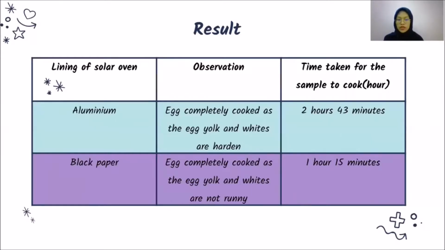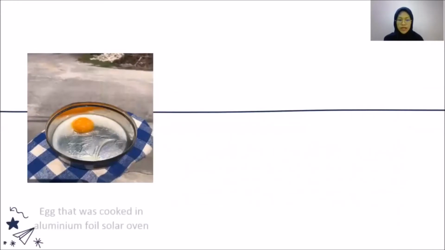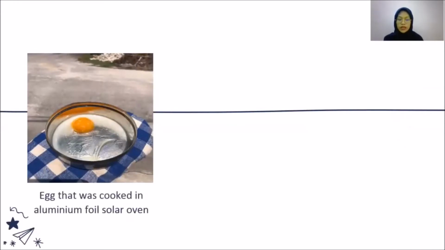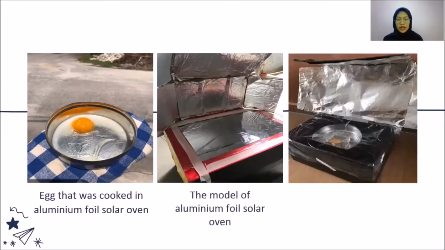For the black pepper solar oven, the egg also has been completely cooked as the egg yolk and whites are not runny, and the time taken for the sample to cook is 1 hour and 15 minutes. So this is the picture of the result. The egg that was cooked in the aluminum foil solar oven. This is the model of the aluminum foil solar oven, and this is the model of the black pepper solar oven.